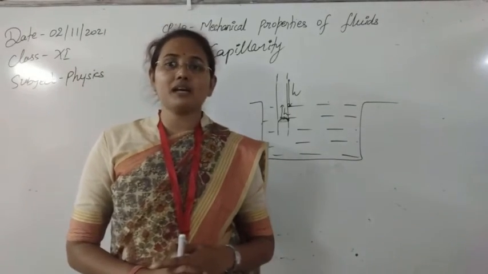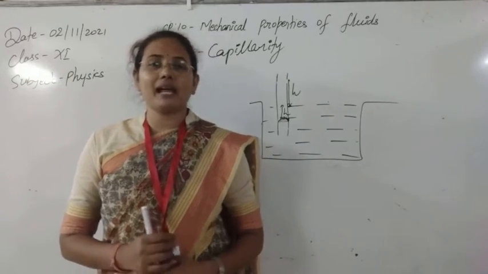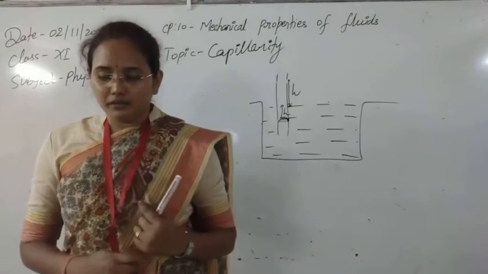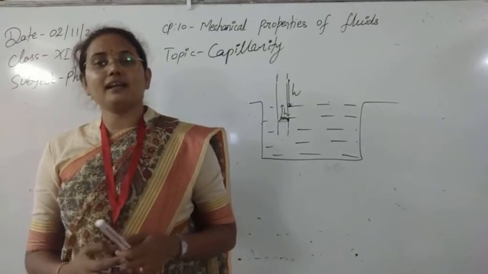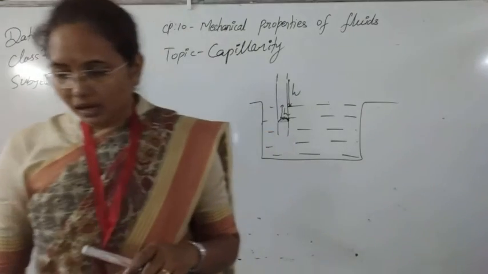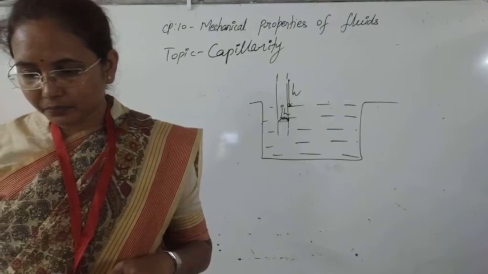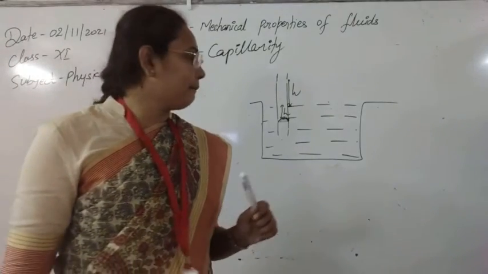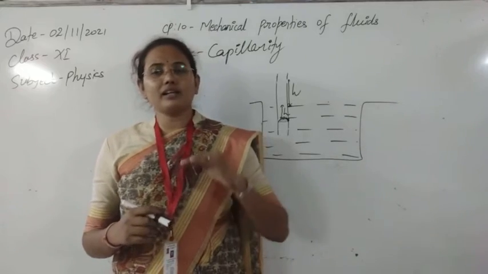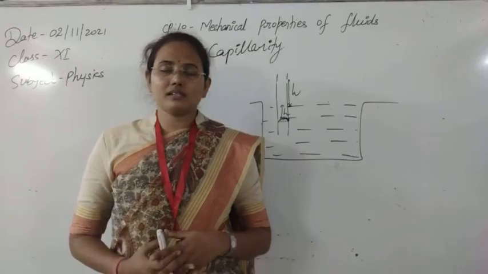Another example is that water reaches the different parts of a tree by capillary action. Also, sand is drier than clay, because in sand the capillary tubes are not so fine in comparison to clay. In clay the capillary tubes are very fine, so water rises a lot more in comparison to sand.